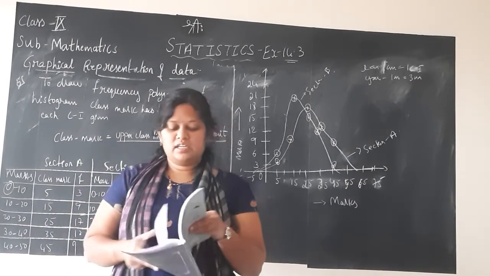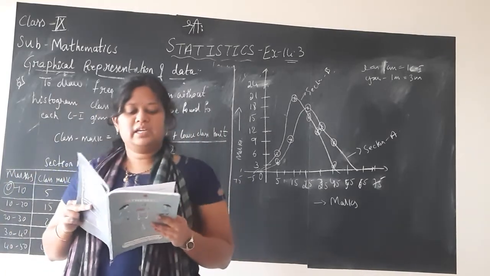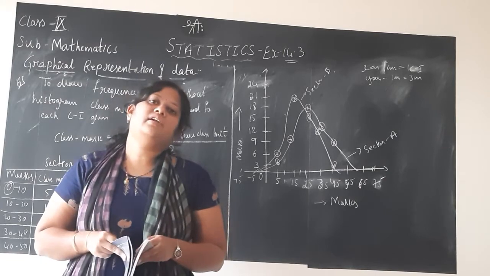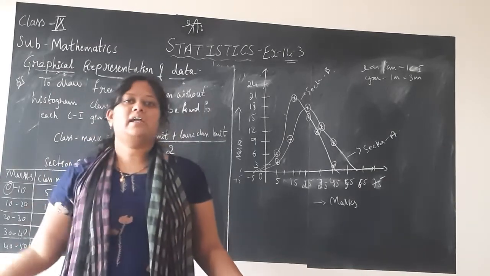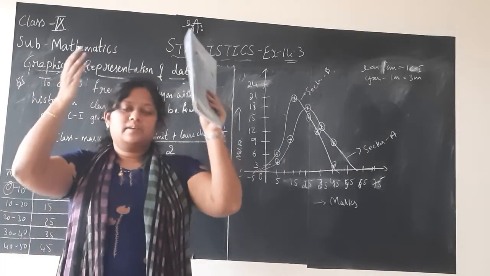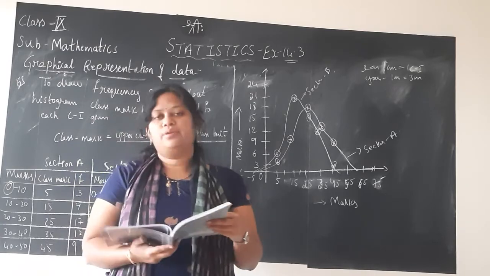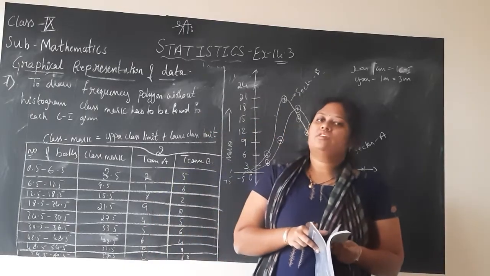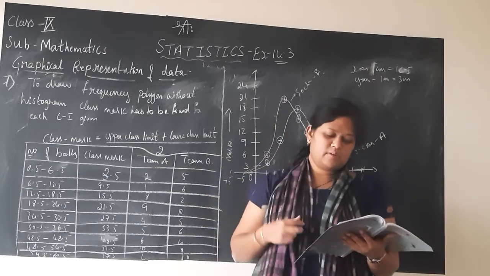It is not continuous, they are not overlapping. 6, 7 is there, 12, 13 is there. So you should make it continuous first. How do you make it continuous? Of course by subtracting 0.5 from the lower limit and adding 0.5 to the upper limit throughout the intervals. So children, the 7th problem is also very much familiar to the 6th problem. It is the same as the 6th problem only.